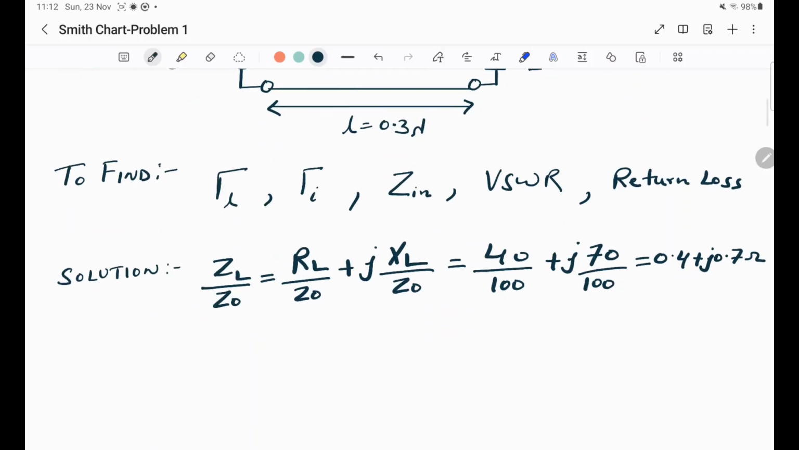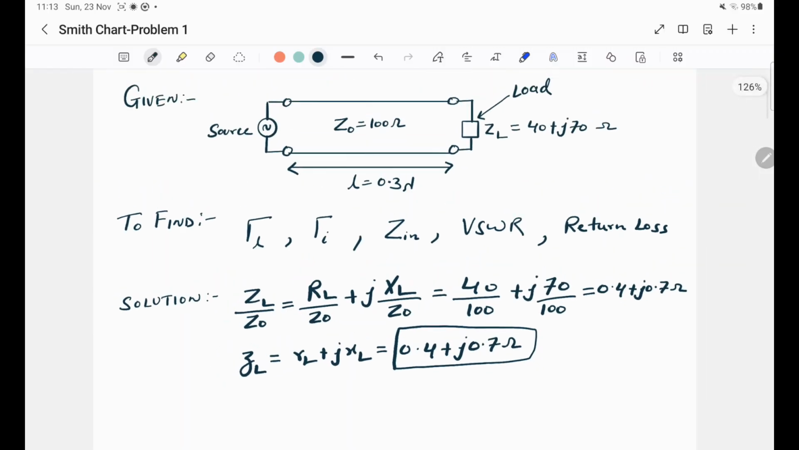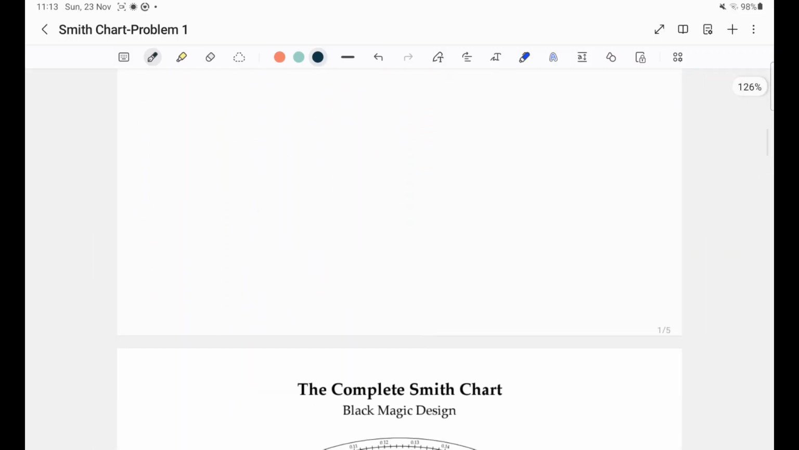You know that these normalized impedances are written in small case letters. So we will write zL, which is equal to rL plus jxL, and we got that value as 0.4 plus j 0.7. Alright, now we are going to plot this value in a Smith chart. Now let's go to the Smith chart first.